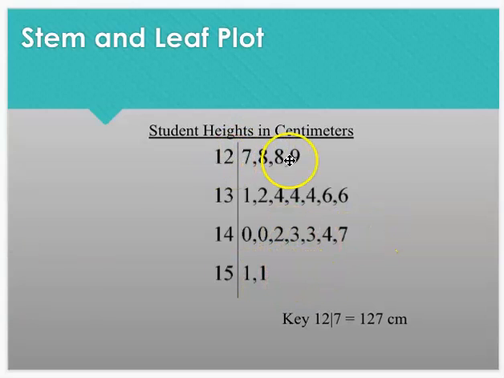And so each one of these is a data point. So 12 | 7 is a data point, 12 | 8 is a data point, there's another 12 | 8, and then there's a 12 | 9. And there's always a key with a stem and leaf plot, and you can see the key says 12|7 means 127 centimeters. So that's how you read a stem and leaf plot.